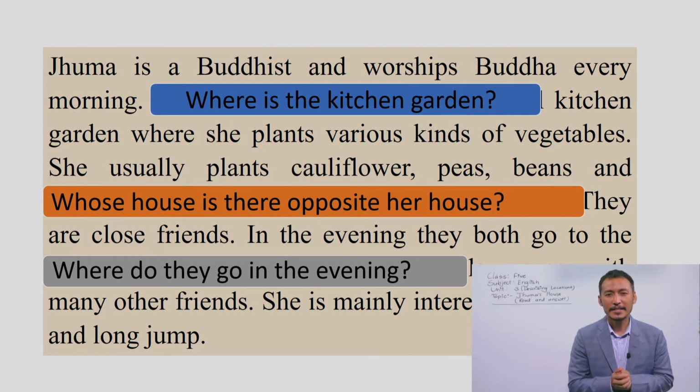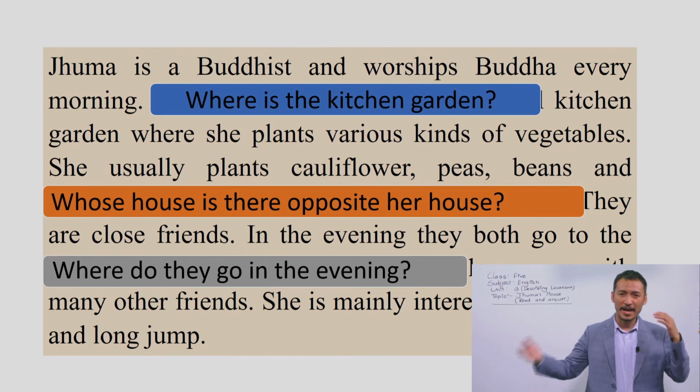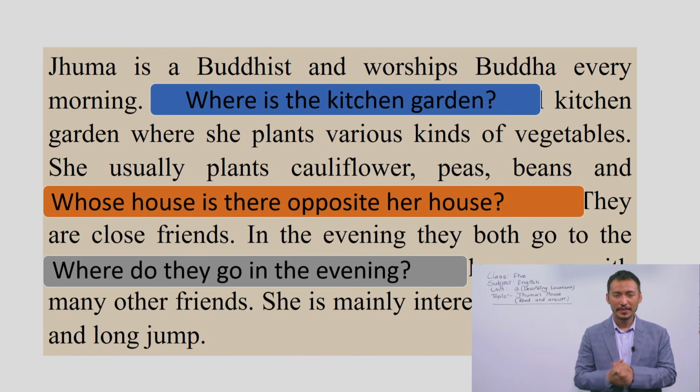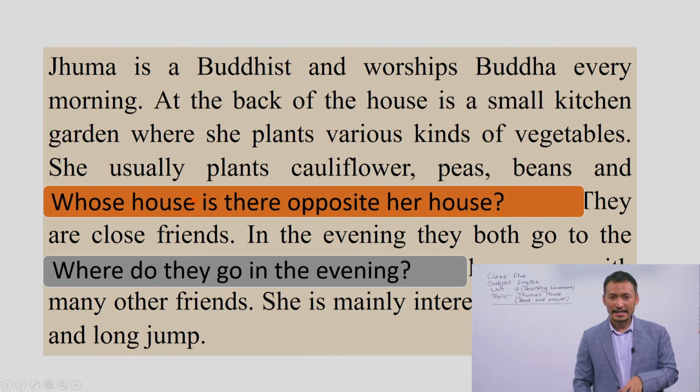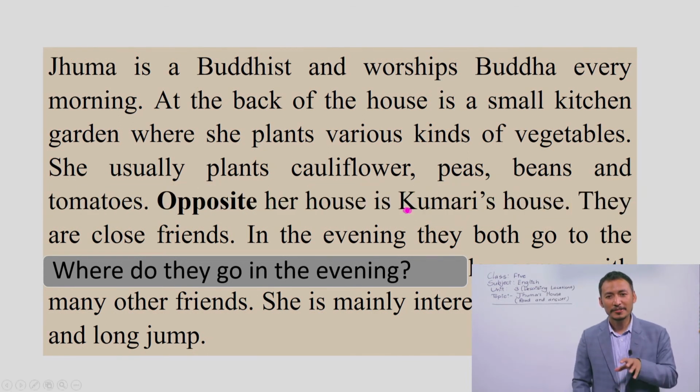Where is the kitchen garden? Can you guess? Where is the kitchen garden? Is it in front, back, side? Where? At the back, yes, right? At the back of the house is a small kitchen garden. You are right to guess. Now, whose house is there opposite her house? Do you remember Zuma's friend? Who is Zuma's friend? Yes, she is Kumari. So, opposite her house, there is Kumari's house.